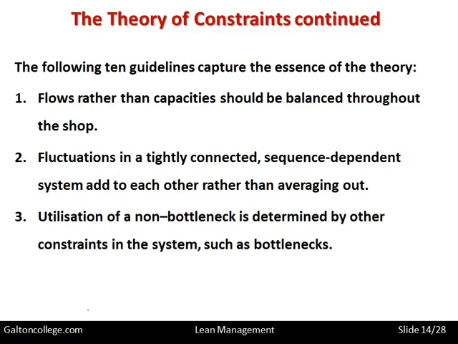And the utilization of a non-bottleneck is determined by other constraints in the system, such as bottlenecks. So whenever there is congestion at one machine, it may lead to the utilization of other machines, trying to find a way around the bottleneck, bringing other machines into play, into use. So the utilization of a non-bottleneck is determined by the other constraints in the system.